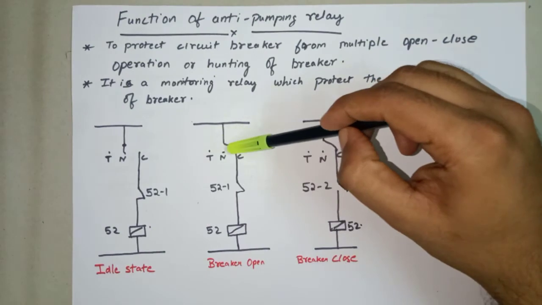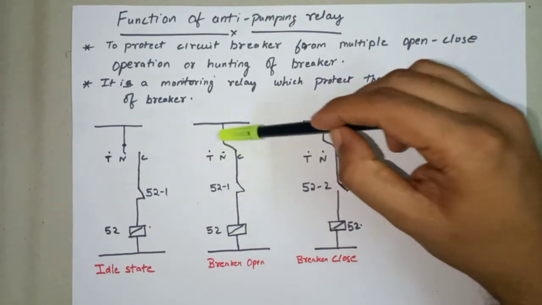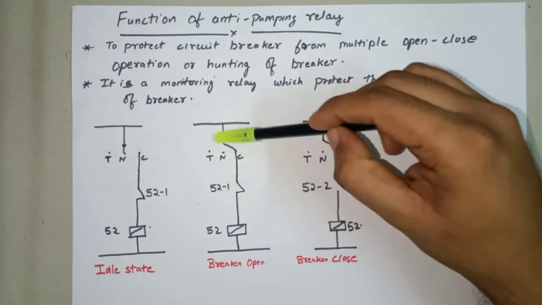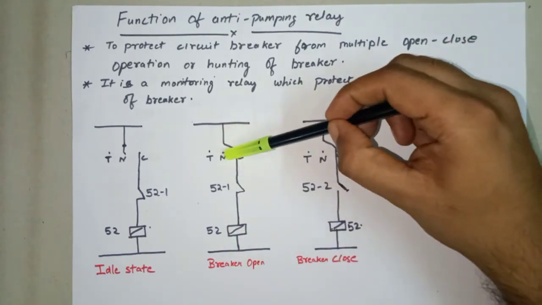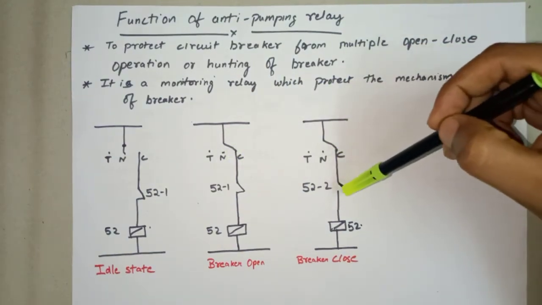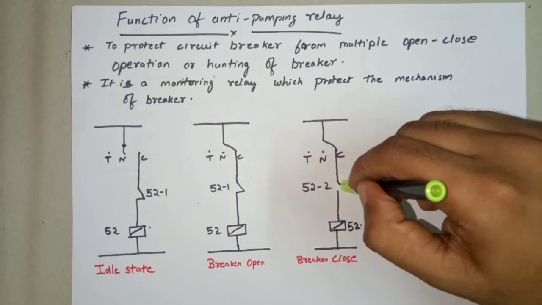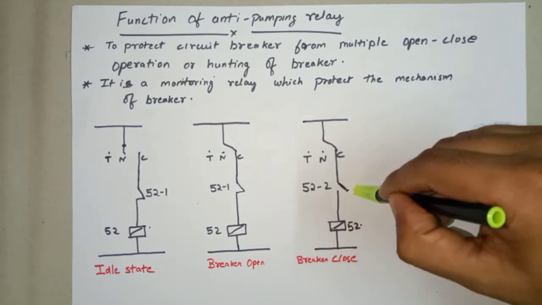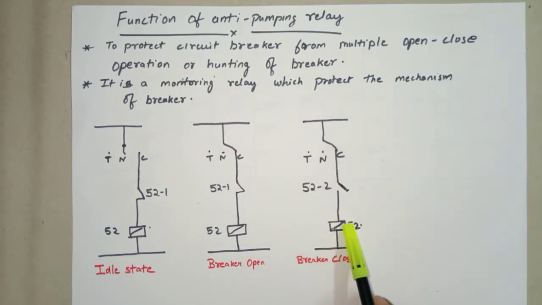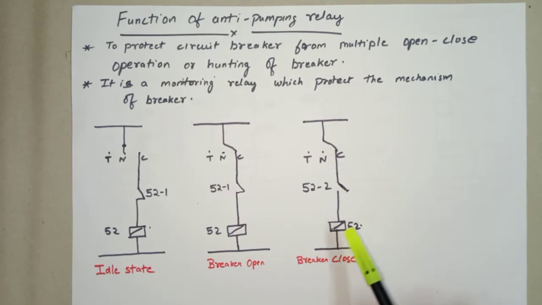Now when a close command is issued to the coil, the voltage extends to the coil. Now this is the open condition. Now what happens when the breaker closes? When the breaker closes, this self-isolating contact of the breaker changes its state from NC to NO, and the closing coil is isolated from the close command. So this is the general operation.